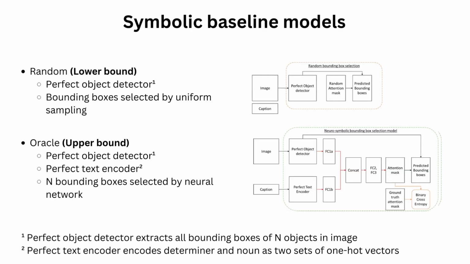We have designed two different symbolic baseline models which serve as a lower and upper bound to our models. The lower bound is the random predictor, which uniformly samples bounding boxes from the perfect object detector. Our upper bound is the oracle model, which uses a neural network to select bounding boxes based on a perfect object detector and text encoder.